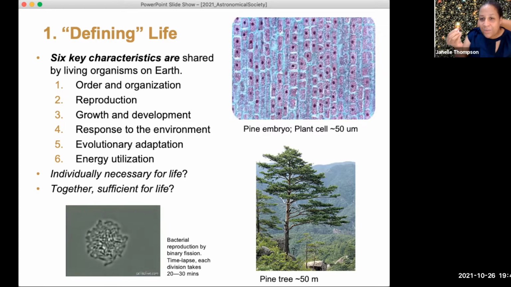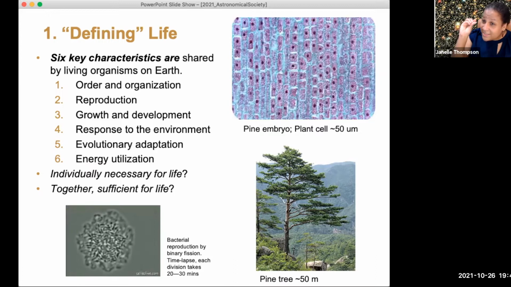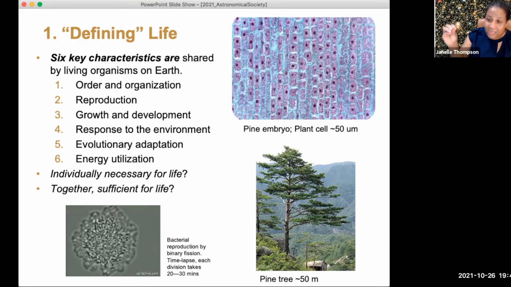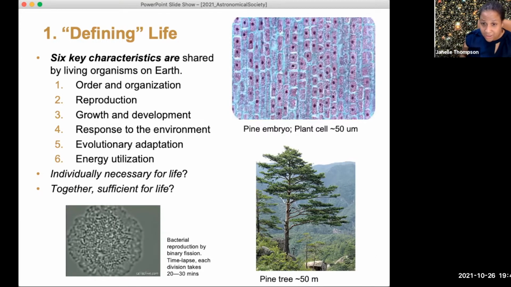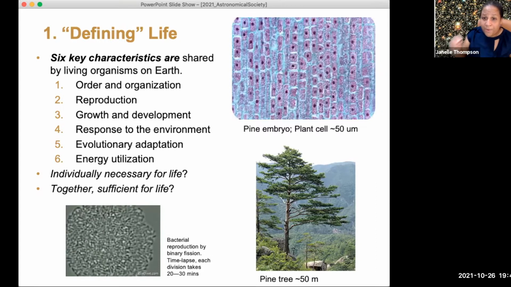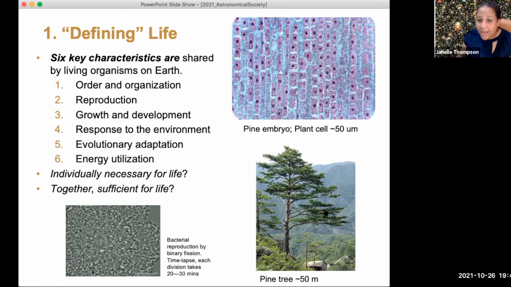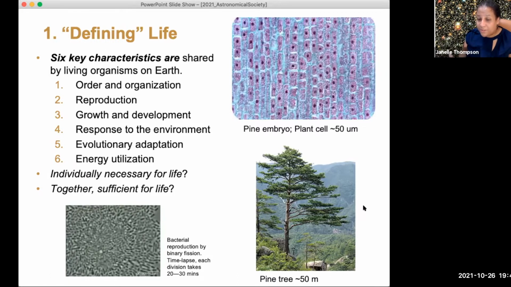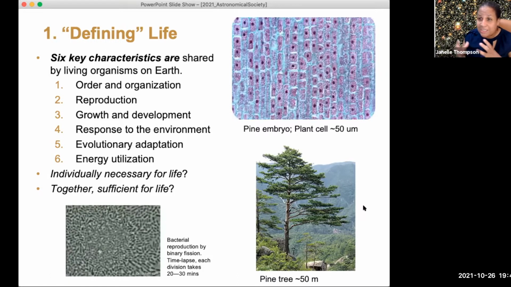So what you can see right now is that at the cellular level, there's organization. Even at the subcellular level, there's organization with the DNA in that enclosure. And so this plant embryo then will grow up to be a pine tree. And so the pine tree has even more levels of organization. It has woody structures and leafy structures.